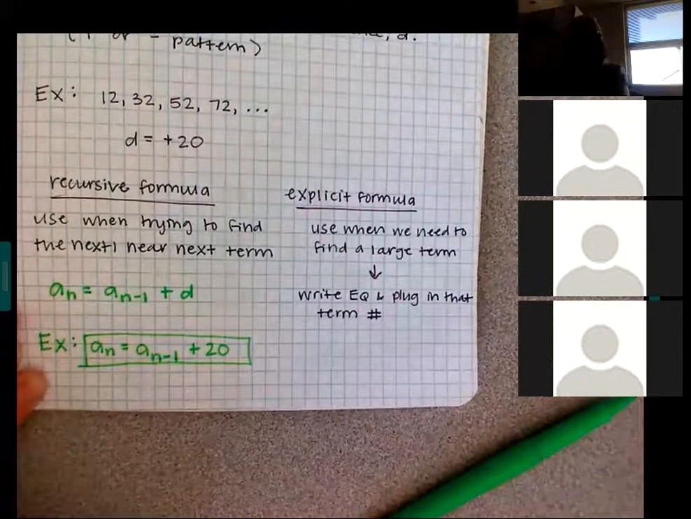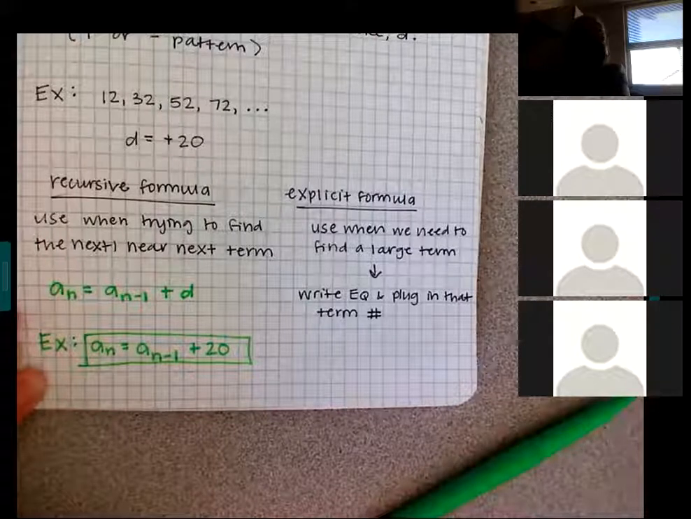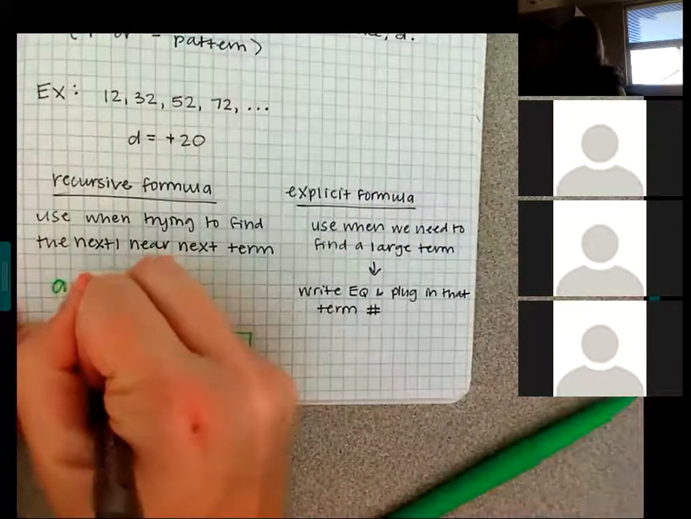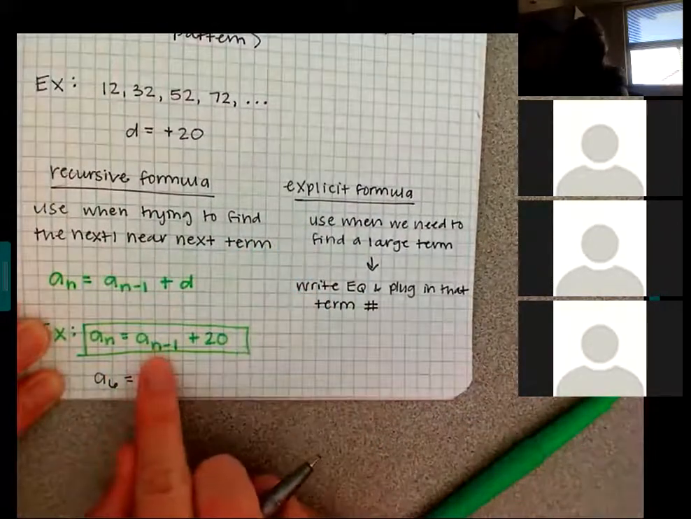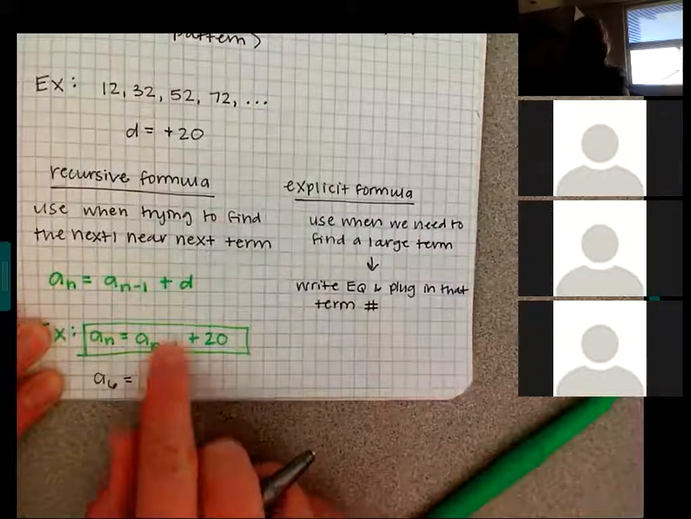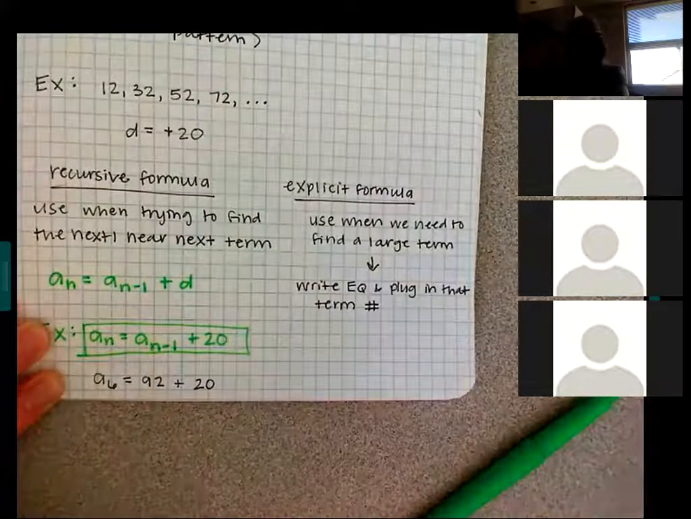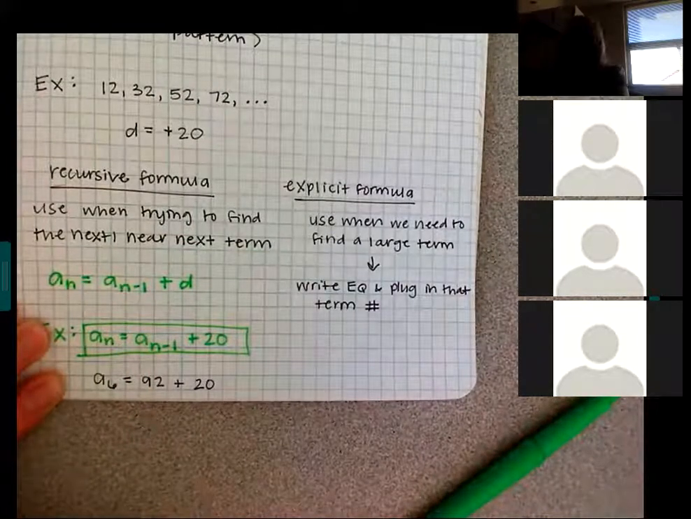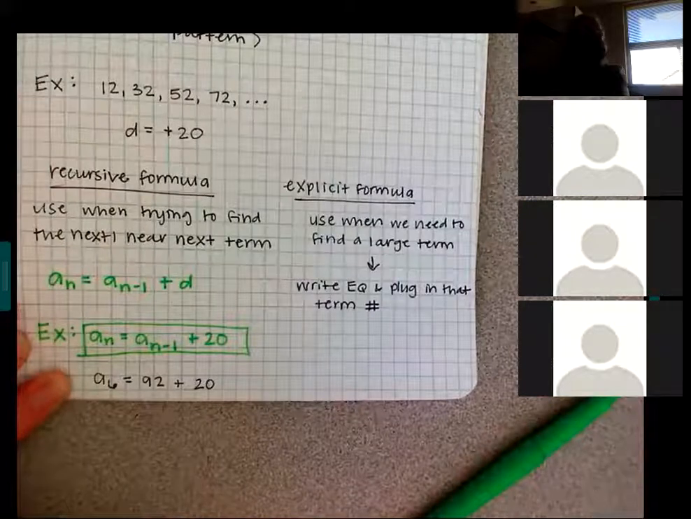So this would be useful if they said find the 6th term. Let me just show you. A sub 6, we could take A sub 5, that's what comes before 6, right? And you guys just told me 5 would be 92, and we could add 20, and that would give us A sub 6. Is everybody okay with a recursive formula and its notation? Okay. You're just taking whatever comes before it, add or subtract the difference.